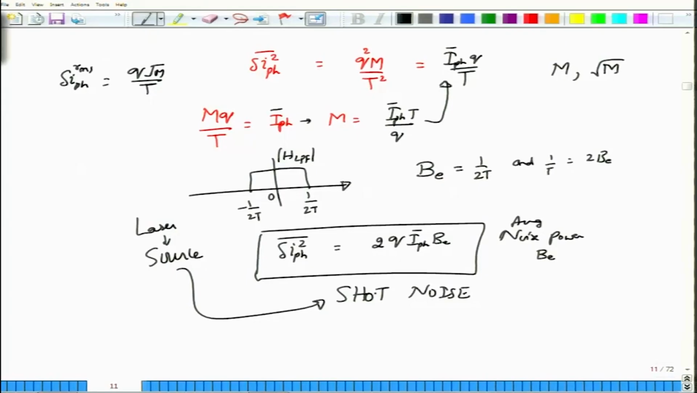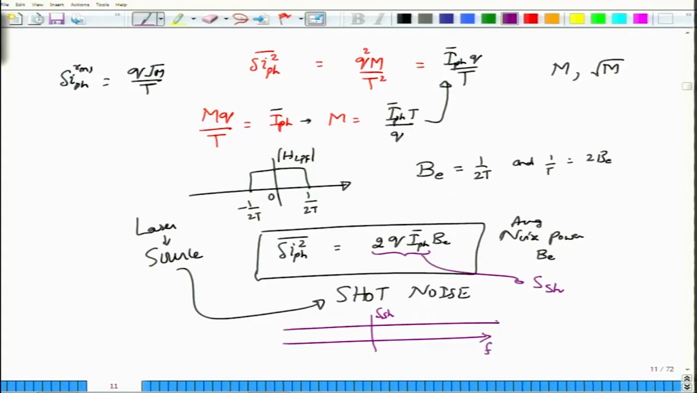So this is the source shot noise, and you can see that this is over the bandwidth BE. But this quantity 2q I_PH bar is actually the power spectral density of the shot noise, which we will write as S with a subscript of SH. And if you plot S_SH as a function of the frequency f, you will see that it is completely flat, and therefore this is called white noise.